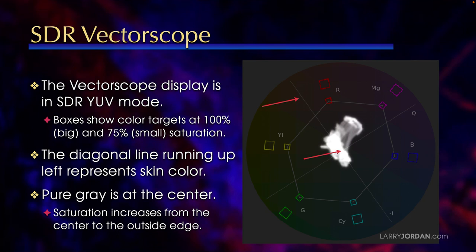When we look at the vectorscope, this is also from Premiere. I'll show you Final Cut in just a minute. The boxes show color targets at 100%, those are the big ones, and 75%, those are the smaller ones, of saturation. The diagonal line that's running up left, indicated by the top left arrow, represents the color of skin.